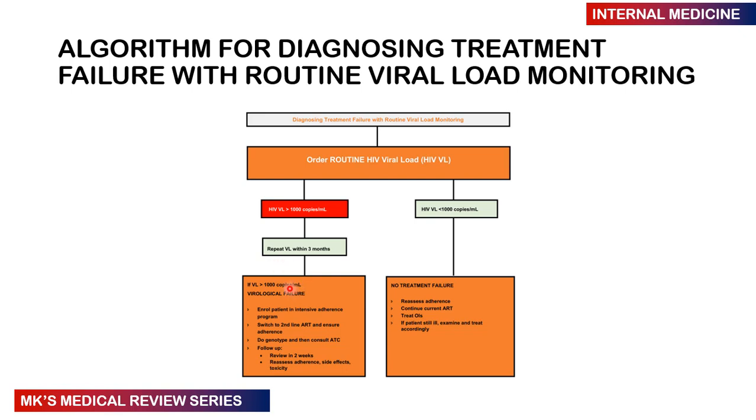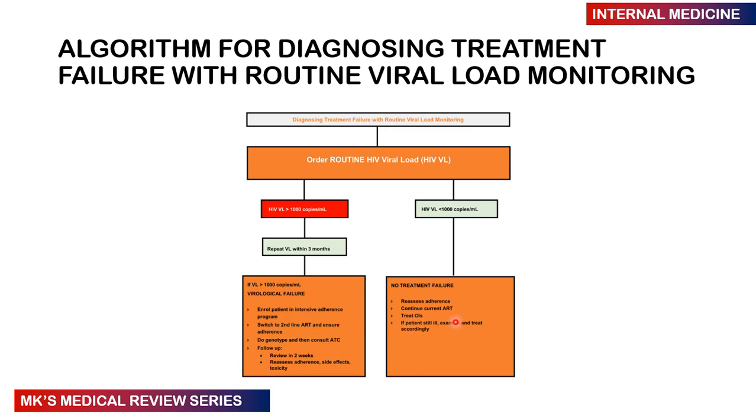So we enroll the patient in an intensive adherence program, switch them to second line and ensure that there's adherence, do genotypic testing, then consult with an advanced treatment center, follow up and review them in 2 weeks, reassess adherence, side effects, and toxicity. If the viral load is less than 1,000 copies, then there's no treatment failure. We reassess adherence, continue current ART, and treat any opportunistic infection. If the patient is still ill, examine and treat them accordingly.